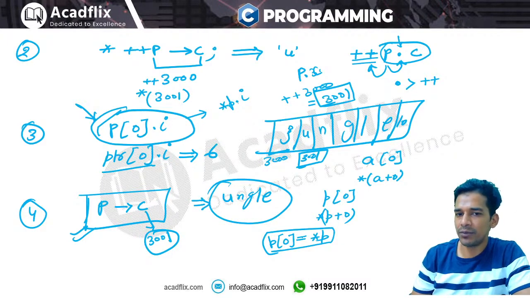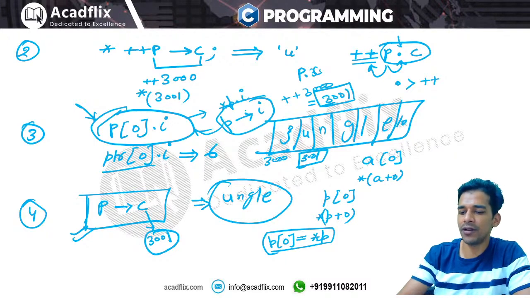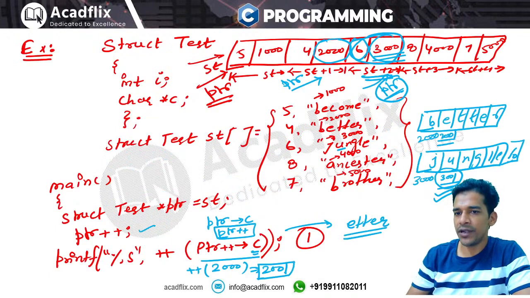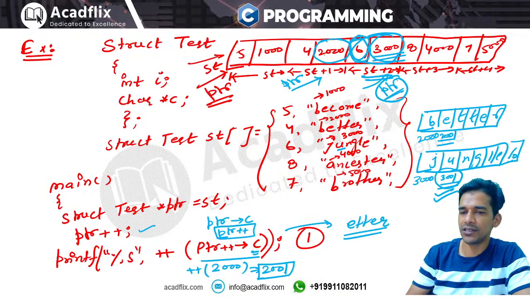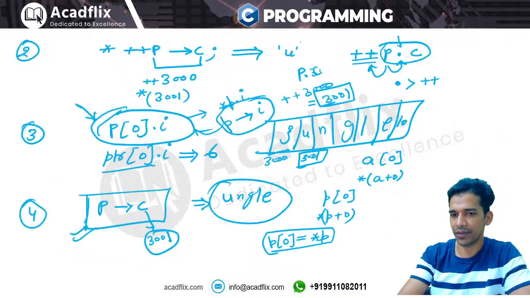अब मुझे पता है कि स्टार P और डॉट को मैं इस तरह से लिख सकता हूँ P एरो आई, इस तरह से भी लिख सकता हूँ ना. That means ये चीज़ जो है इक्विवेलेंट है P एरो आई के. That means whatever P is pointing to, go to the member I of that particular structure. So P is pointing to a structure, go to the member I of that structure, and the member I is having the value 6 of this structure, right.